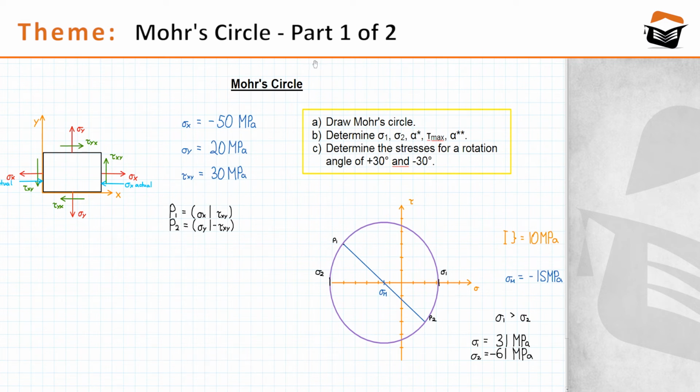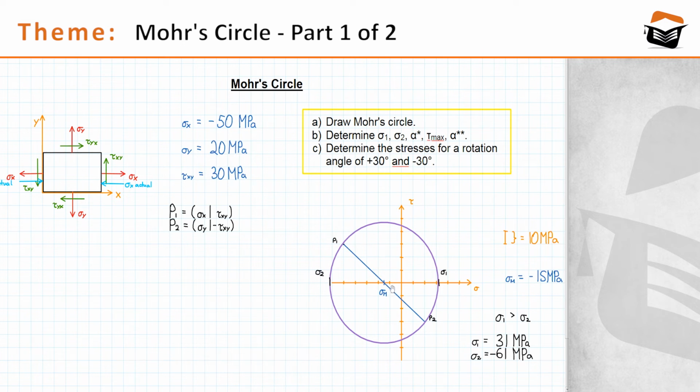Next on our plan is to determine the angle alpha star by which the coordinate system must be rotated so that the normal stresses become the principal normal stresses, where they attain their maximum absolute values. And to learn more about the details of the rotation of the coordinate system, I would recommend that you watch one of the previous videos on this issue, if you haven't done so already. I will just show you how to read out the angle from Mohr's circle.